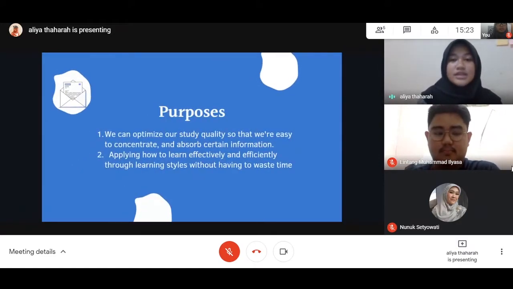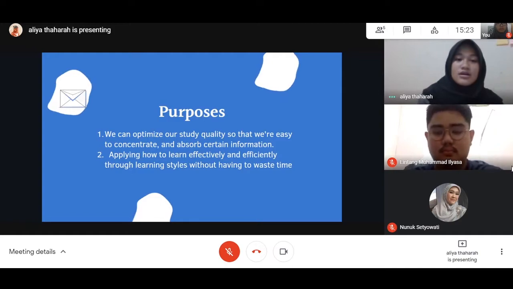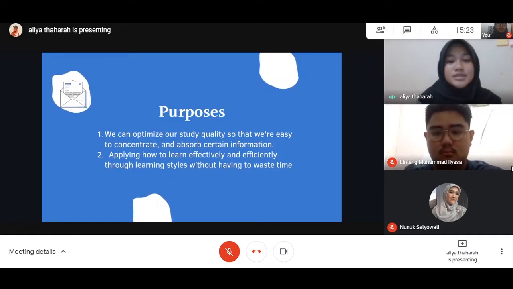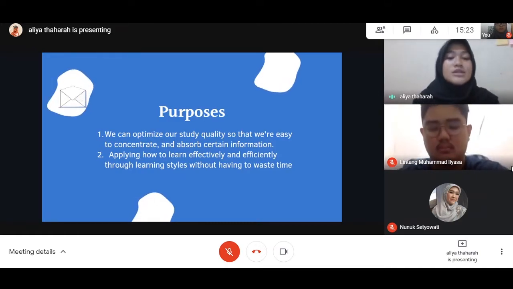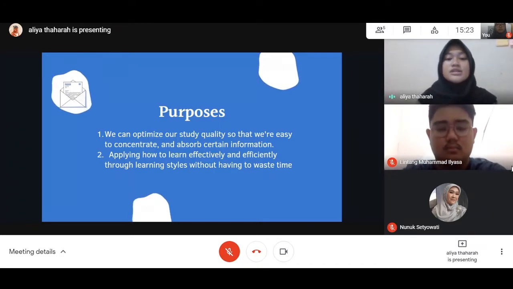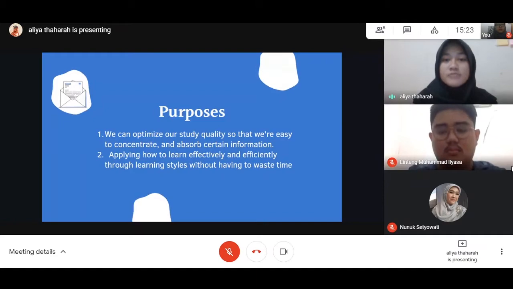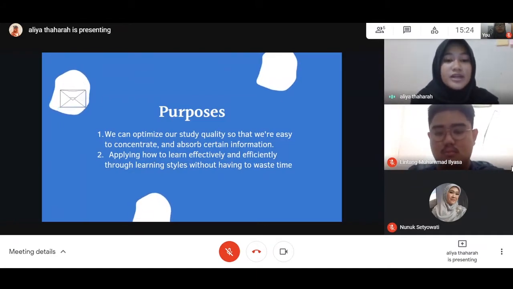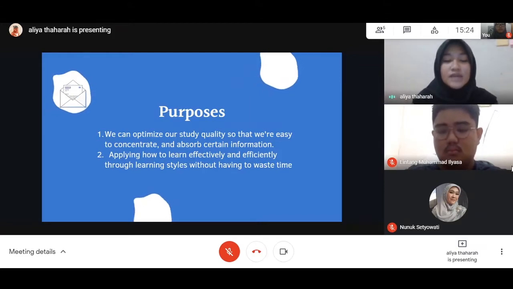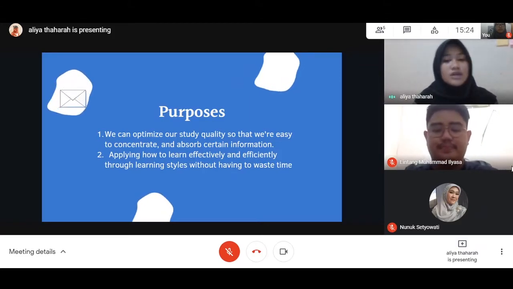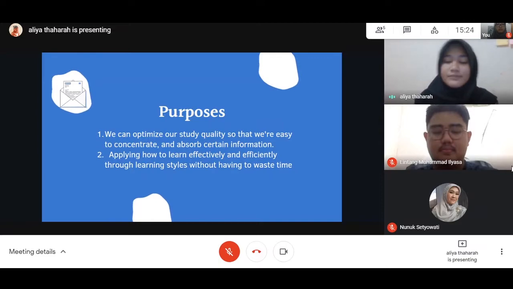And next, what is the purpose? The purposes are that we can optimize our study quality so that it's easy to concentrate and absorb certain information or material that we studied, and apply how to learn effectively and efficiently through learning styles without wasting time.